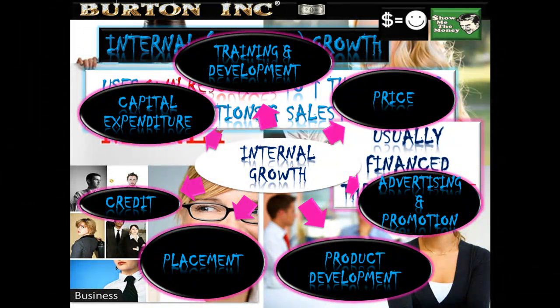Different ways of achieving internal growth. Price: businesses can change the price. More customers tend to buy a product if price is lowered. Advertising and promotion: effective advertising and promotion will bring in more customers, increase sales revenue, and grow the firm. Increasing the number and range of products. Making existing products better, product improvement.